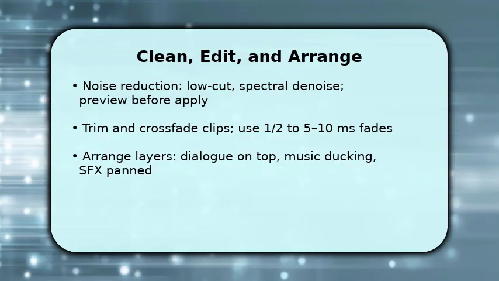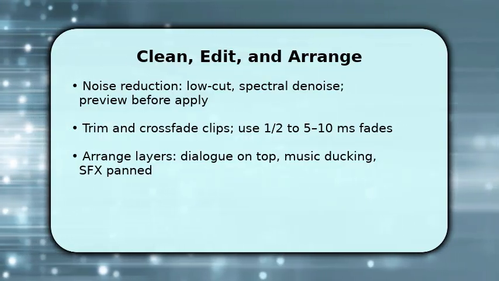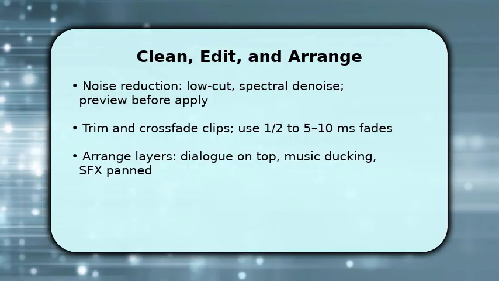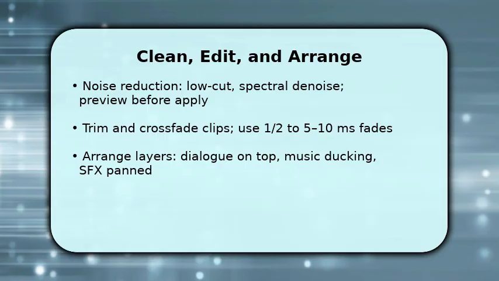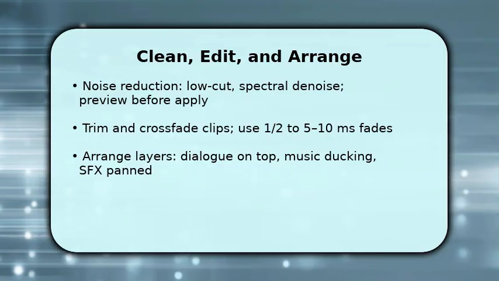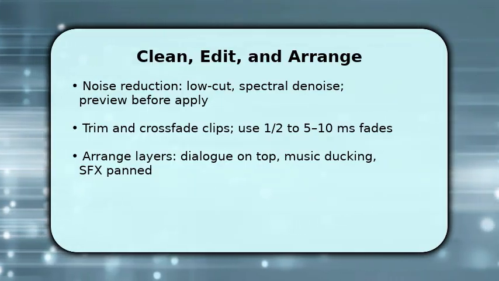Use a low-cut filter to remove rumble, then apply spectral or broadband noise reduction carefully so voices stay natural. Overdoing it makes audio hollow. Trim silences and use short crossfades, 1/2 to several milliseconds, to eliminate clicks.